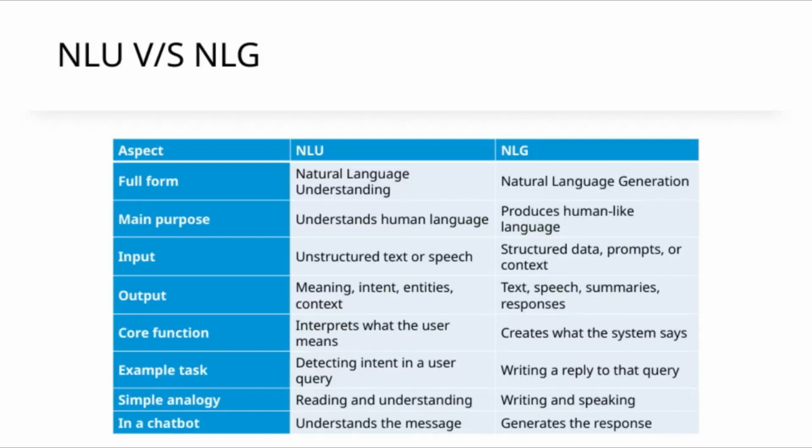Let's break down two key parts of language technology, natural language understanding, or NLU, and natural language generation, or NLG. NLU's job is to make sense of what we say or write. It's about understanding meaning, intent, and context. On the other hand, NLG takes structured data or prompts and turns them into natural, human-like language. It's the creative side, producing text or speech. Think of NLU as reading and comprehending, while NLG is writing and speaking. Together, they power the conversation in chatbots and beyond.